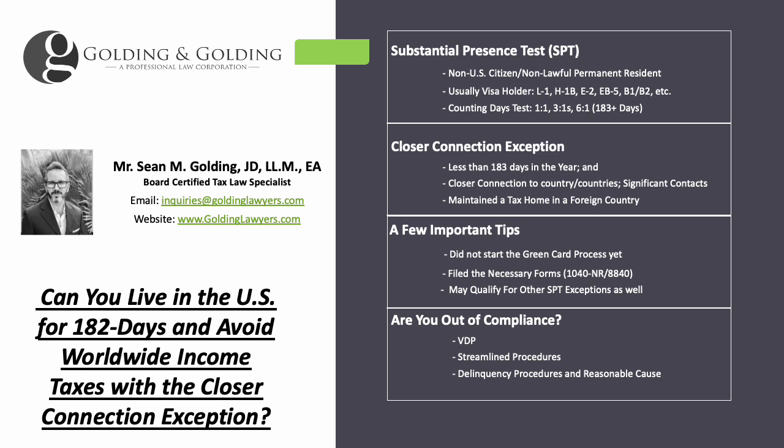Even if you don't qualify for the closer connection exception, there's other things you may be able to do. You may be able to make a treaty election. You may qualify for an 8843 exception, certain researchers, teachers, things like that. So you're not automatically stuck, but closer connection exception tends to be one of the easier ones if you qualify and can show significant contacts.